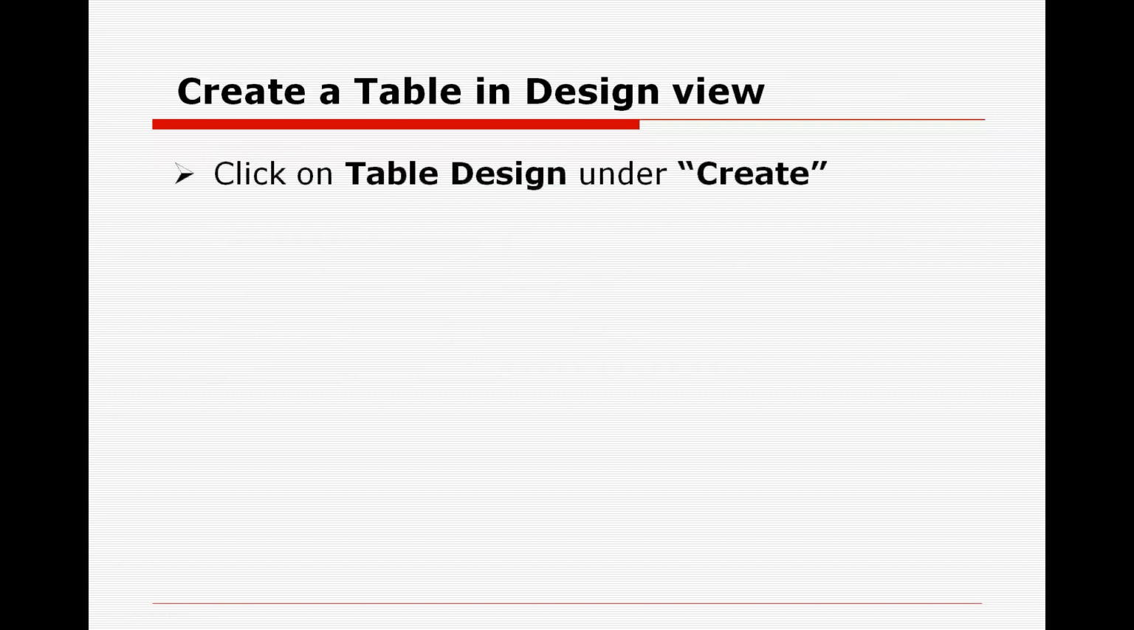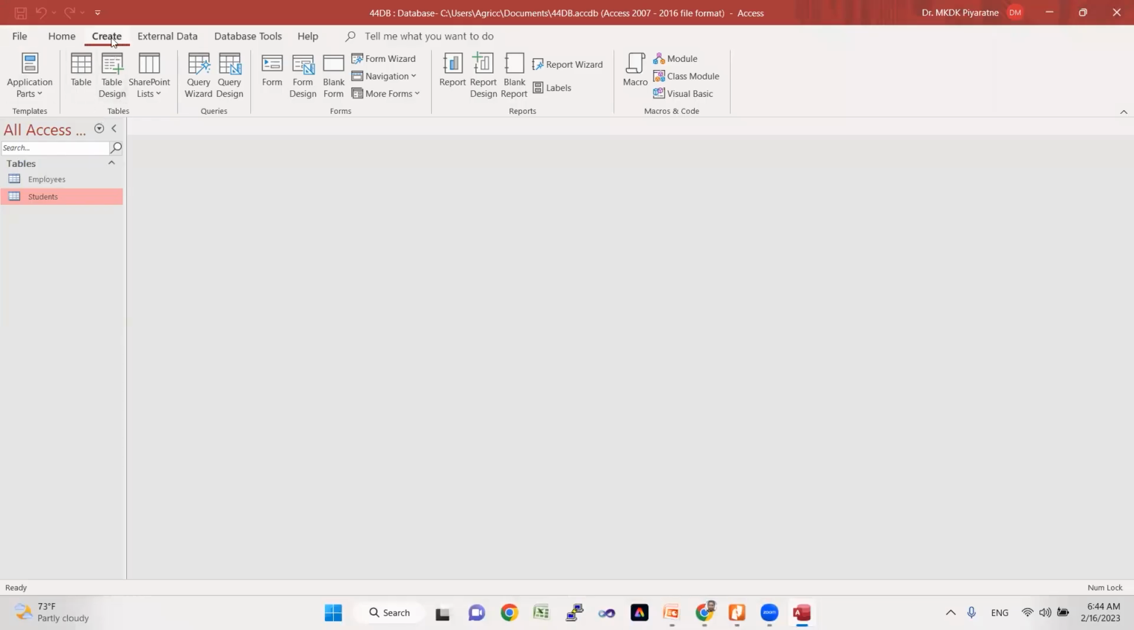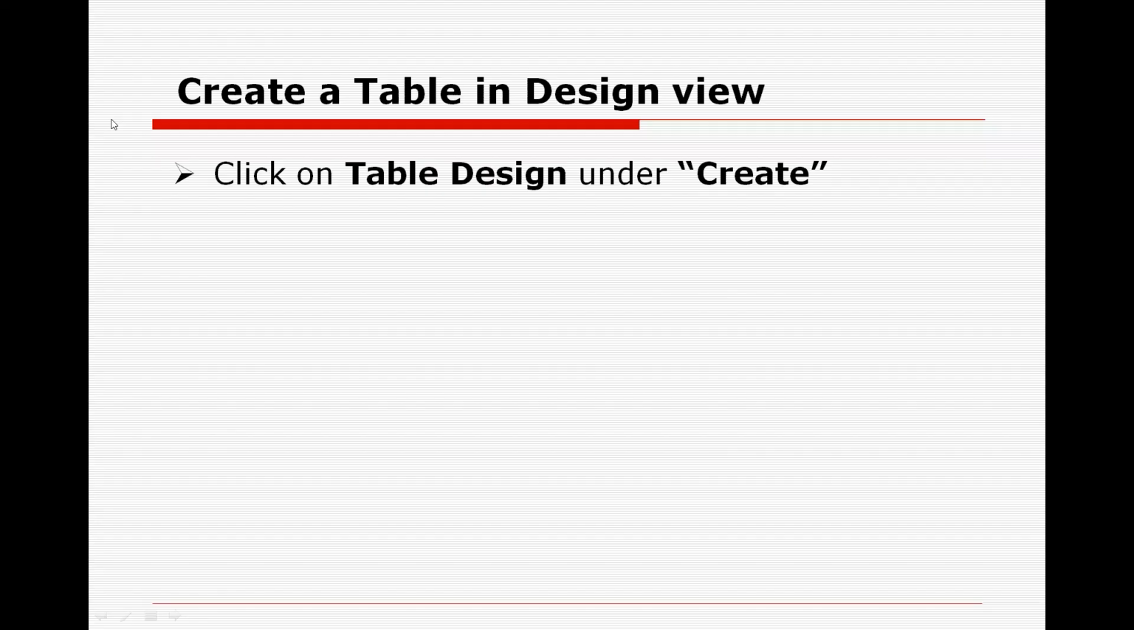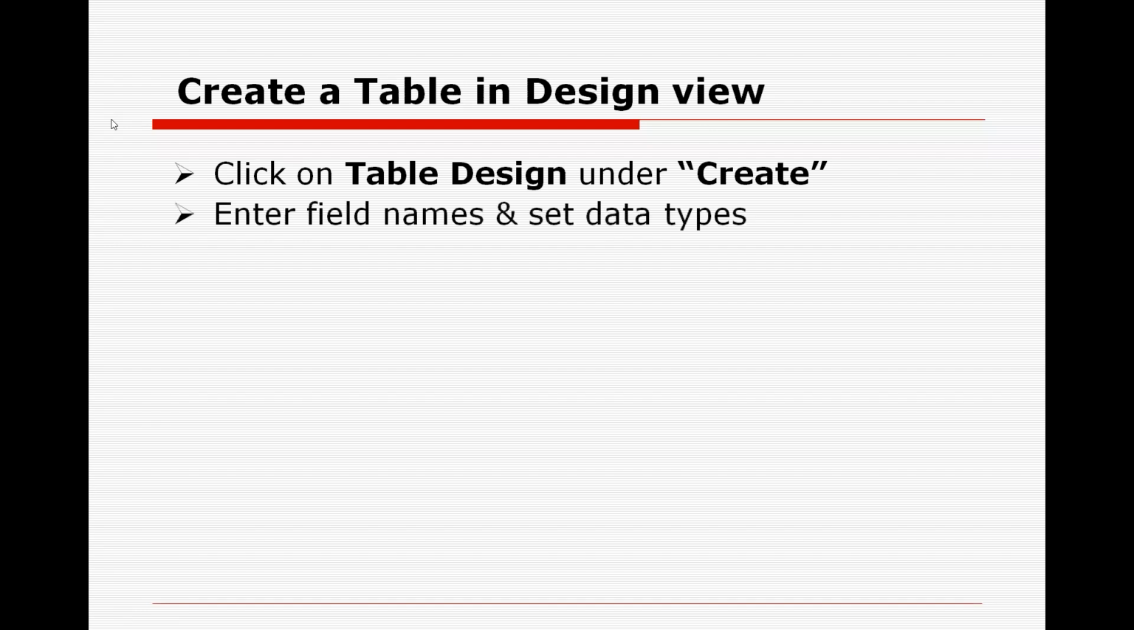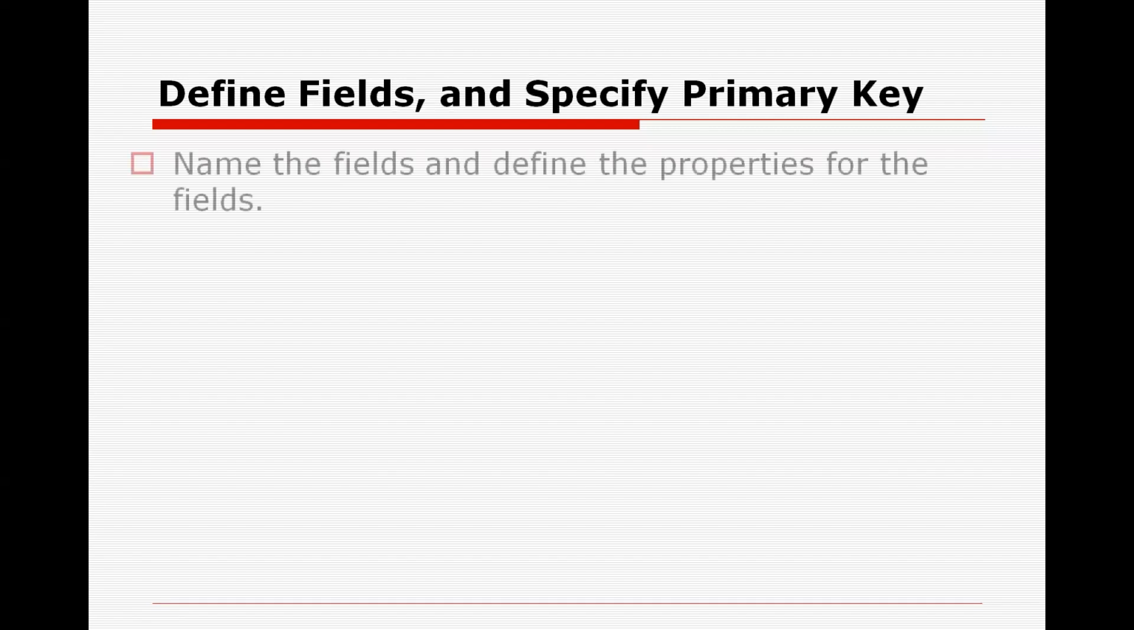In Design View, it is the same thing. Click table design under create, right? That is this one. Under create, table design, right? That is what I explained previously, right? Then you can enter field names and set data types, right? Then you can define fields and also your primary key. Name the fields and define the properties for the fields, right?